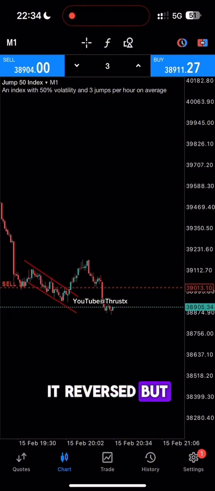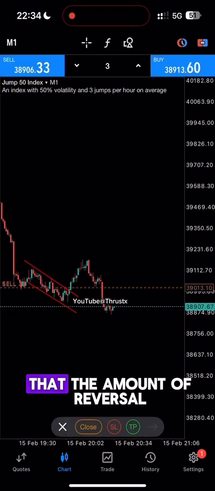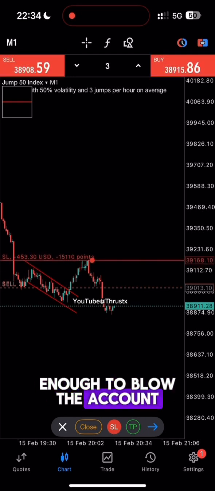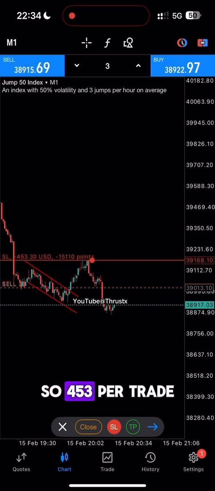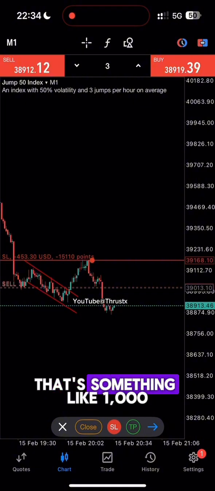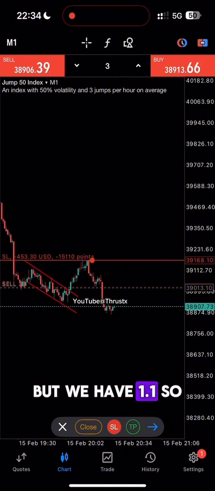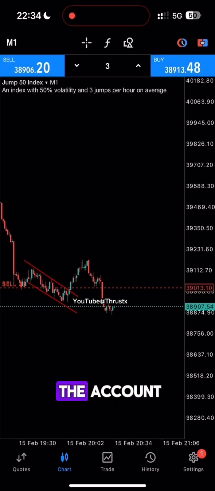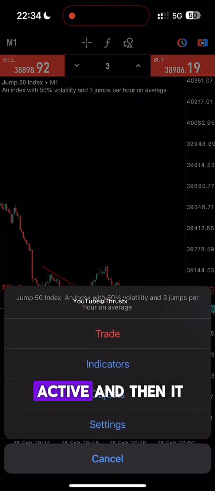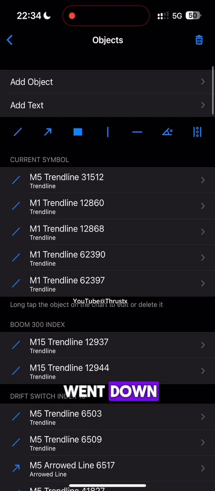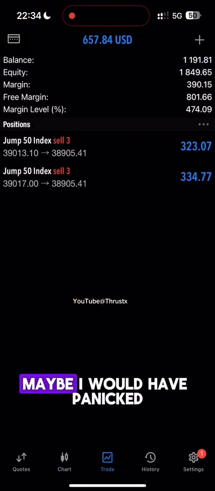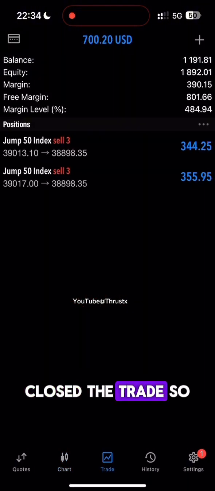It reversed, but the good thing is that the amount of reversal it took is not enough to blow the account. So 453 per trade multiplied by 2, that's something like 1,000, but we have 1.1. So it means that we had almost $200 to leverage the account for it to stay active. And then it went down. If I opened the trade where it was there, I don't know what I would have done. Maybe I would have panicked and closed the trade.